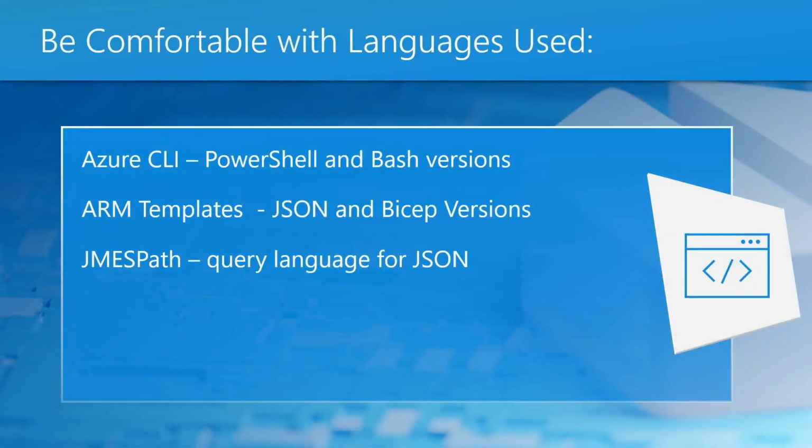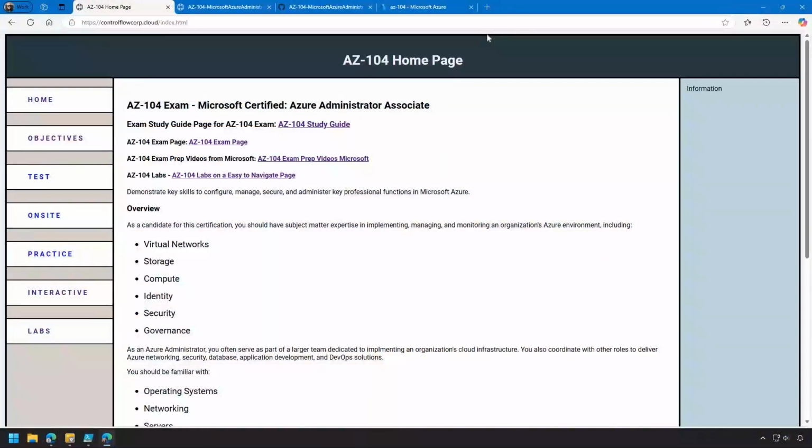Now, be comfortable with the Azure CLI, with PowerShell and Bash versions for all the commands they have you do in the labs. Be comfortable with those. Be comfortable with ARM templates. Be able to read and understand if it's in JSON. Be able to read and understand if you get that in a Bicep version. You'll have access to all that stuff in the labs and in the class. Become familiar, if you can, with something called JMESPath.